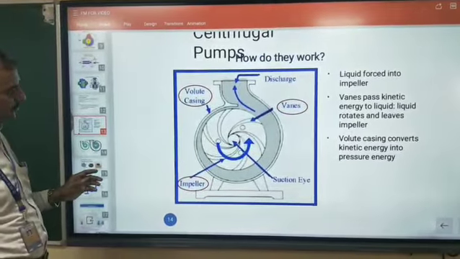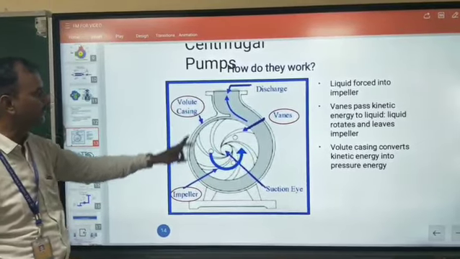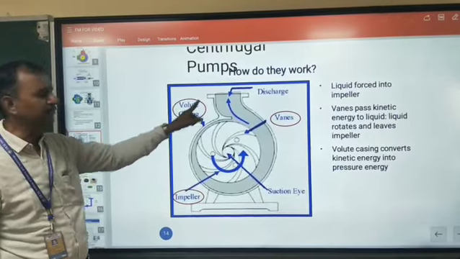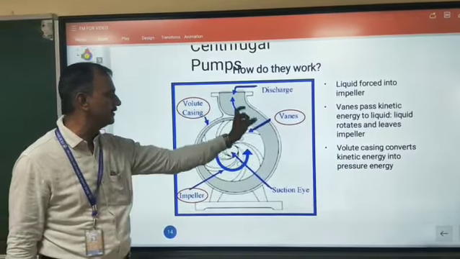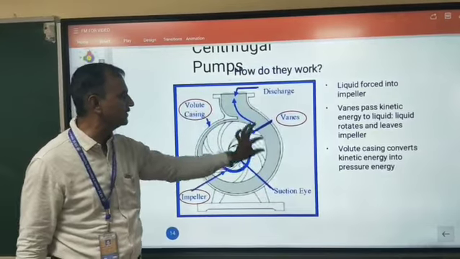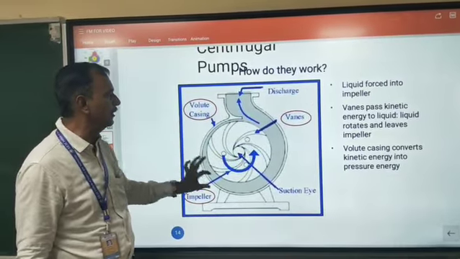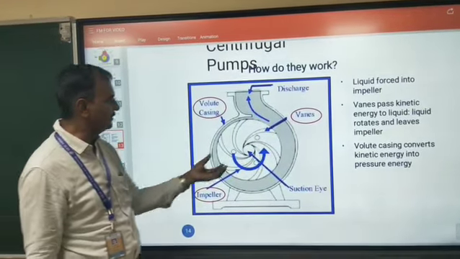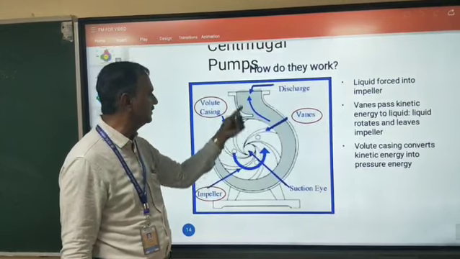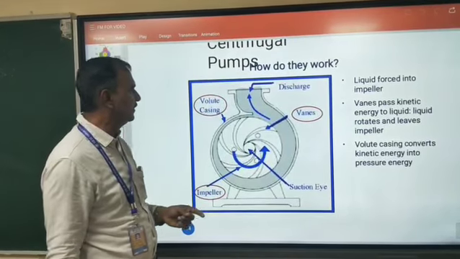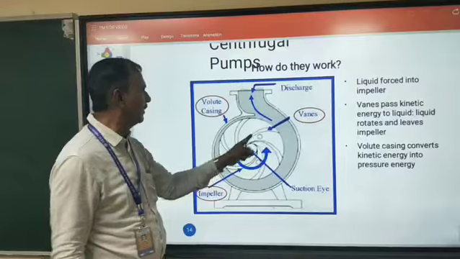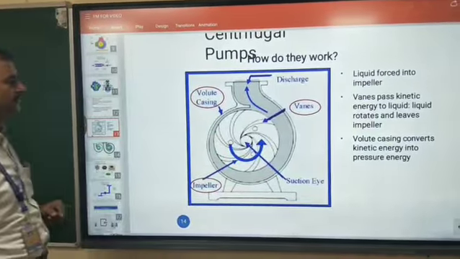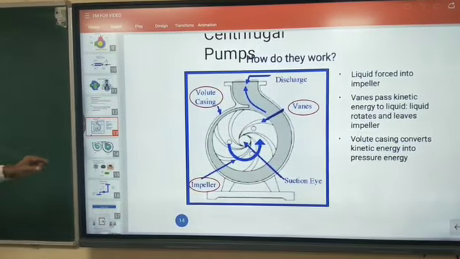It has an important part called the impeller, and a casing, a special type of casing. This type of casing has the path for movement of the liquid. This type of casing is called volute casing. This is where the suction is, and this is where the discharge happens. In that impeller there will be some grooves, those are called vanes, V-A-N-E-S. This is how the centrifugal pump looks.